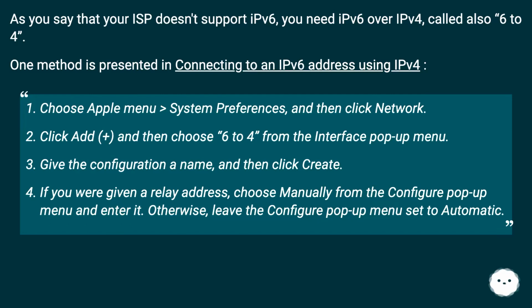Choose Apple menu, System Preferences, and then click Network. Click Add, Plus, and then choose 6to4 from the interface pop-up menu. Give the configuration a name, and then click Create. If you were given a relay address, choose Manually from the Configure pop-up menu and enter it. Otherwise, leave the Configure pop-up menu set to Automatic.